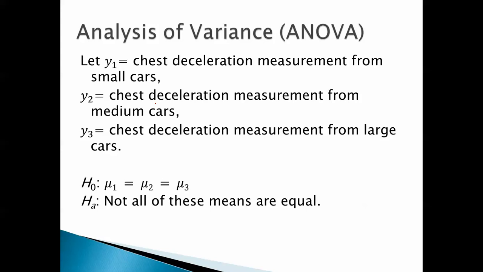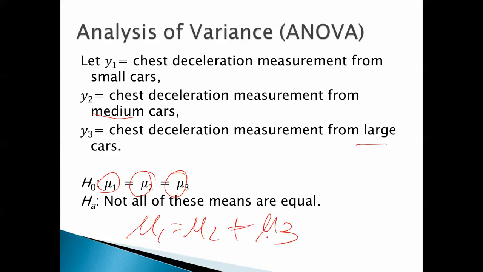A more formal way to put this would be: let y1 equal the chest deceleration measurements from small cars, y2 from medium, and y3 from large. The null hypothesis is that the mean of the small equals the mean of the medium equals the mean of the large. The alternative hypothesis is that not all of these means are equal. Now be careful. The alternative hypothesis is not that all of the means are different. Because, for example, if mu1 equals mu2, but those two don't equal mu3, we would still reject the null hypothesis, and we would accept that not all of the means are equal.